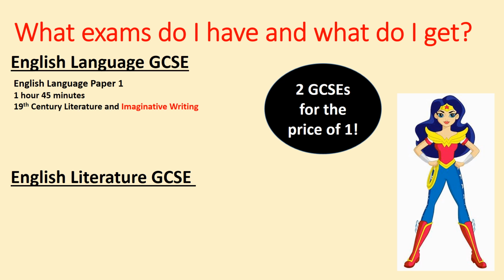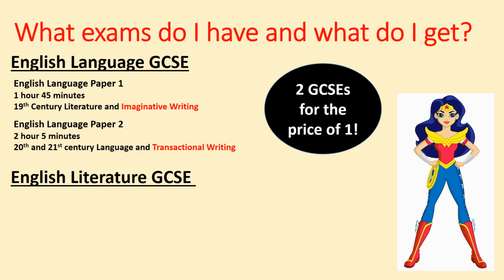So you have English language paper 1, which is an hour and 45 minutes long, and that's about 19th century literature, sorry, and you have to do some imaginative writing for that. And then you have the slightly longer language paper 2, which is 2 hours and 5 minutes. And for that you read and compare a 20th century and a 21st century nonfiction piece of writing, and you do some transactional writing, which is writing to persuade, to argue, to convince.